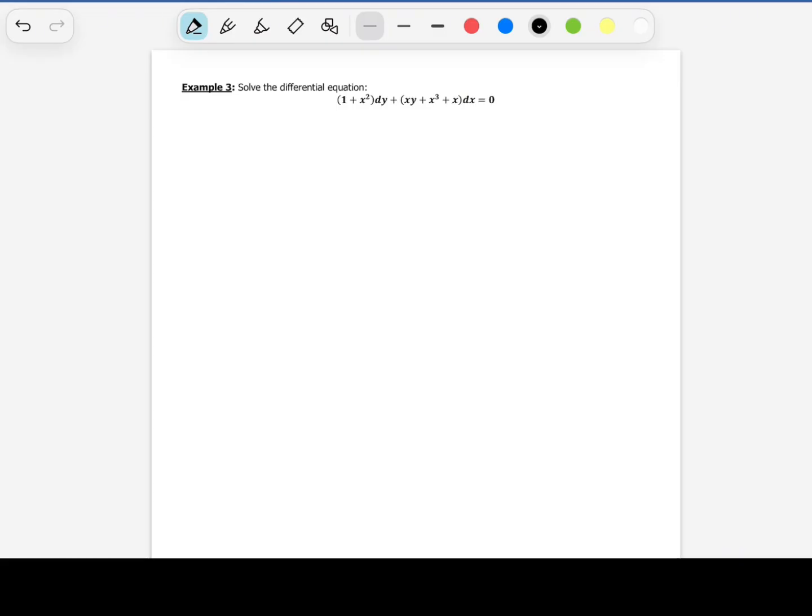So what I'm going to do is move the dx over to the other side. And I get 1 plus x squared dy equals -xy plus x cubed plus x dx. And I'm going to divide both sides by dx. If I divide both sides by dx, I get 1 plus x squared dy over dx equals -xy plus x cubed plus x.